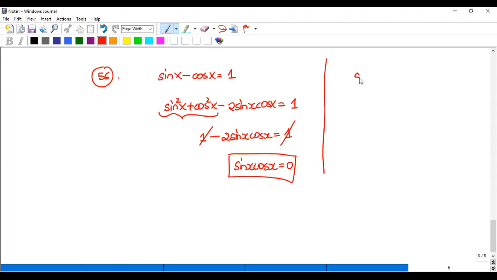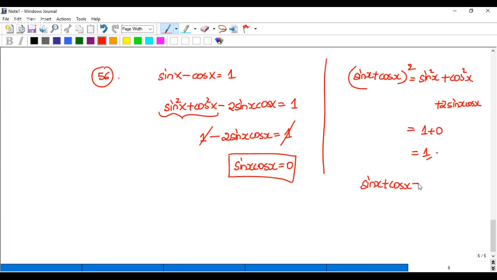Therefore, if I want the value of sin x plus cos x whole square, it is simply sin square x plus cos square x plus 2 sin x cos x. So that is 1 plus 0. So I get the value is simply 1. So the value of sin x plus cos x is also 1, because x is given as an acute angle, they both will be positive.